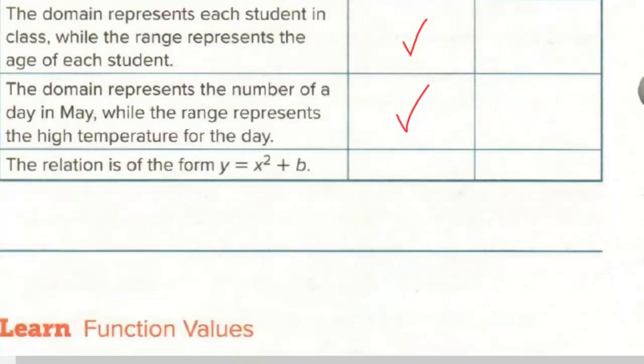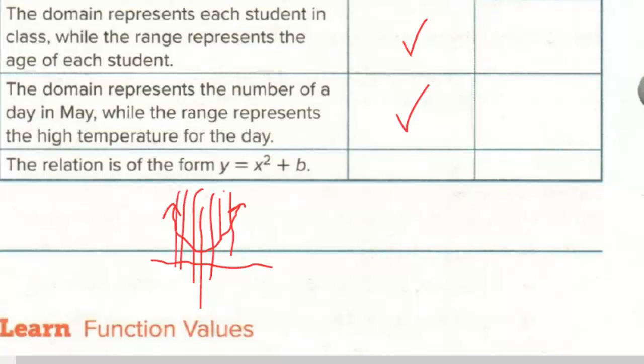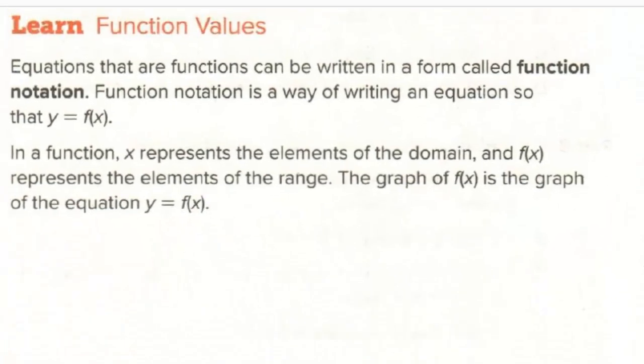And the last one here says the relation in the form of y equals x squared plus b. What we're going to find out is these kinds of graphs, these are quadratics, they end up being graphs that look similar to this, where you have a U-shaped graph. And if you can envision the vertical line test going across there, you can say, yes, that does pass the vertical line test. For this next portion, we're going to talk about functions.